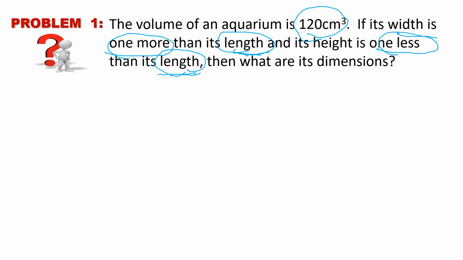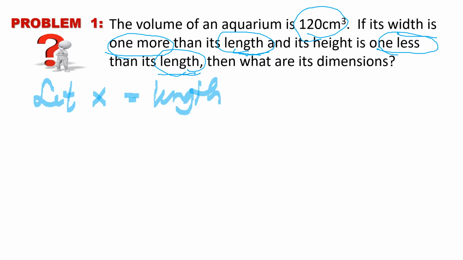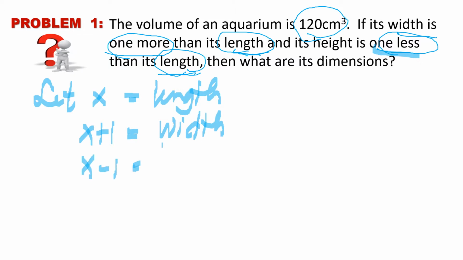So let me write here, let x be the length of the aquarium. What else? The width is 1 more than the length. If the length is x and the width is 1 more than the length, so therefore the width is represented by x plus 1. So this is our width. And the height is 1 less than. This time it's less than. So x minus 1 is our height.